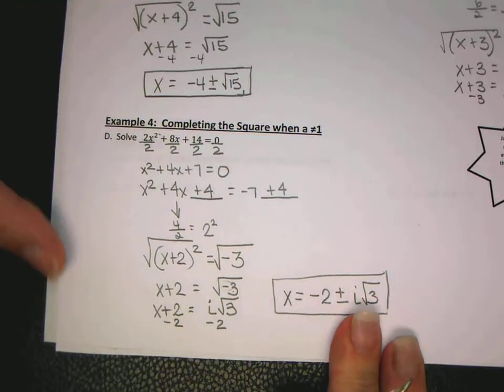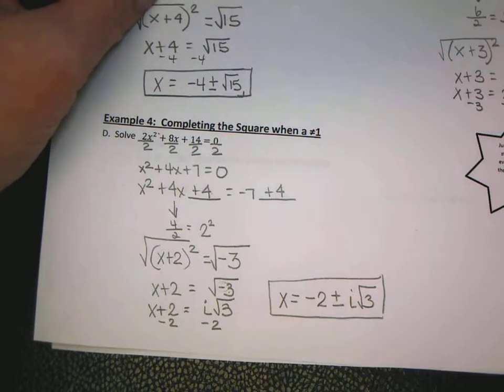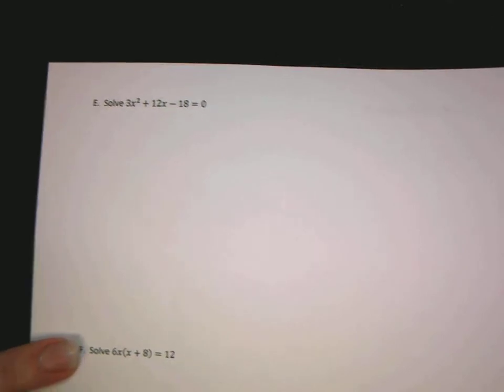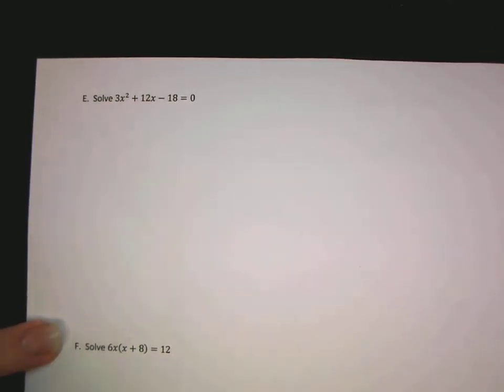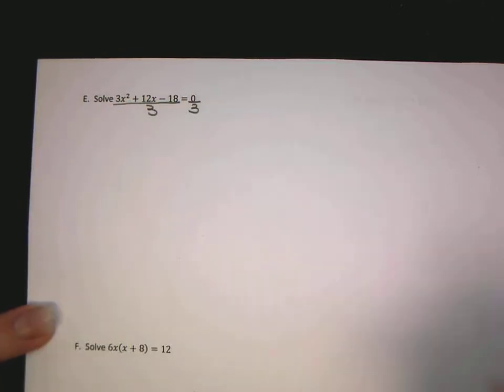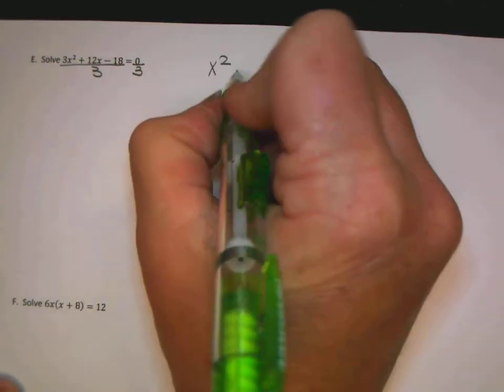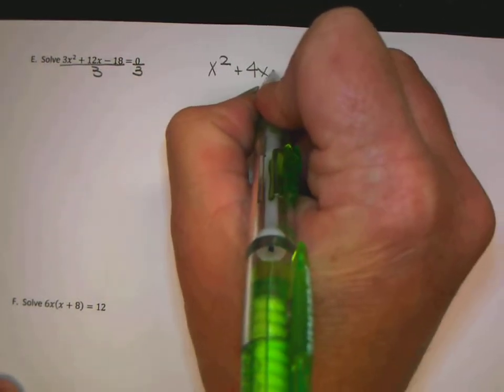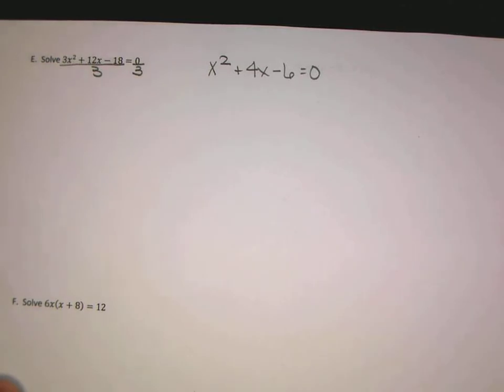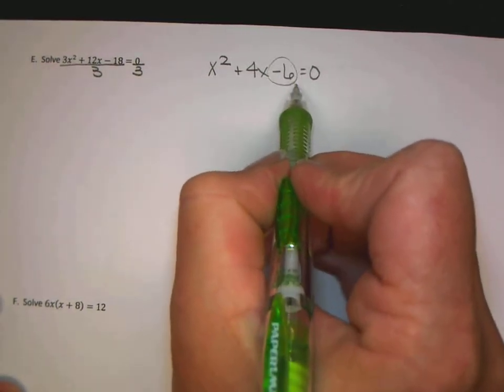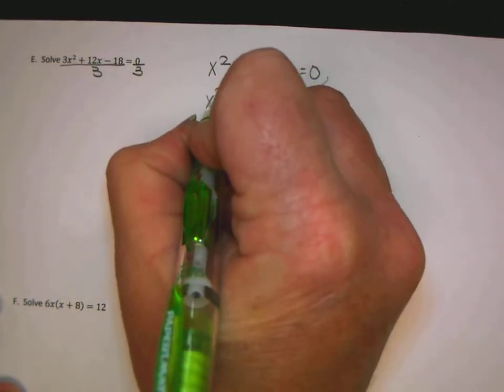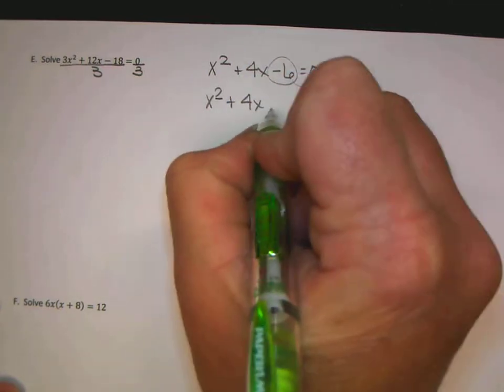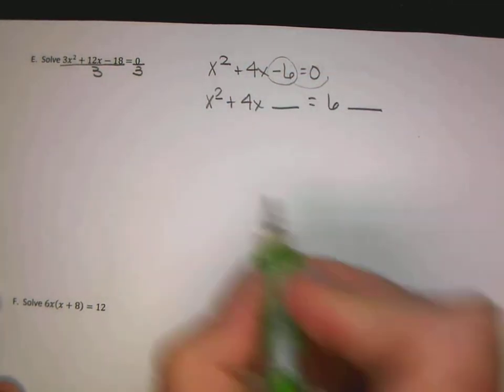All right. Okay, flip the page. We'll go on to letter E. Same idea. This one has a lead coefficient of 3, so you are going to divide everything by 3 to begin with. You're going to divide this side by 3 and this side by 3, and that resulting answer is going to be x squared plus 4x minus 6 equals 0. You're going to move your c to the other side by addition, so now you have x squared plus 4x equals 6. Complete the square.